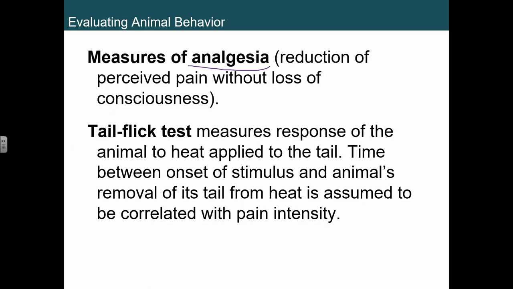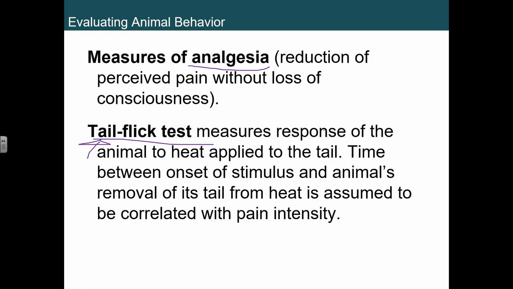Okay, so what if we want to measure pain? A lot of drugs are going to reduce pain transmission. So one test is called the tail flick test. Basically, we put a little bit of heat on an animal's tail, right? And we see how long it takes for that tail to flick away, right? So if you can imagine you had a tail for a moment, and I put that tail on the oven burner, how long would it take you to get your tail off the burner, right? That's really what we're doing.